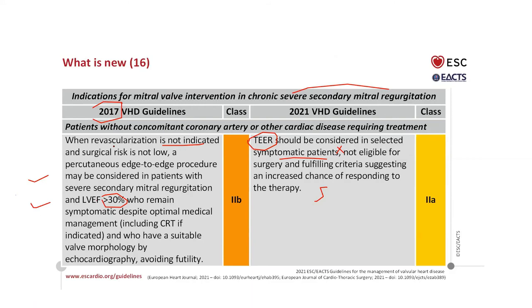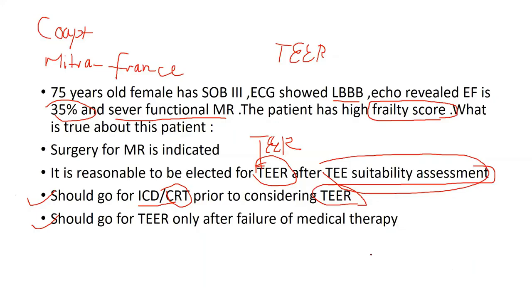Now in 2017, the situation was different. No, you have to exhaust medical therapy. You have to do the conventional therapies, including CRTD, before considering clip. But in these guidelines, they are jumping to clip early on in the management. Early on. And probably if you review the two trials, which are COAPT and MITRA-FR, you will know why they did that.